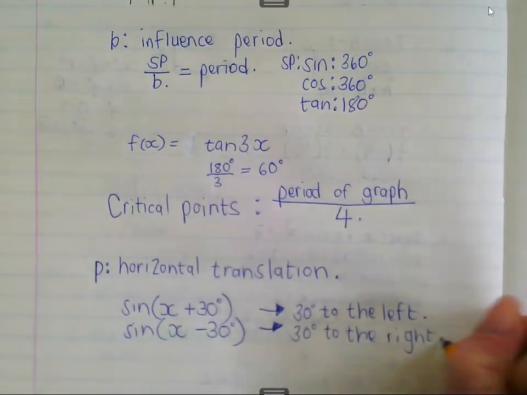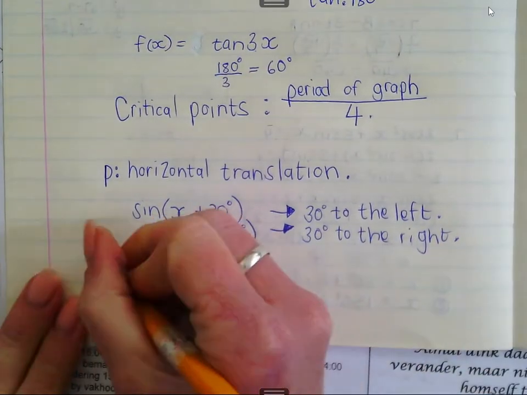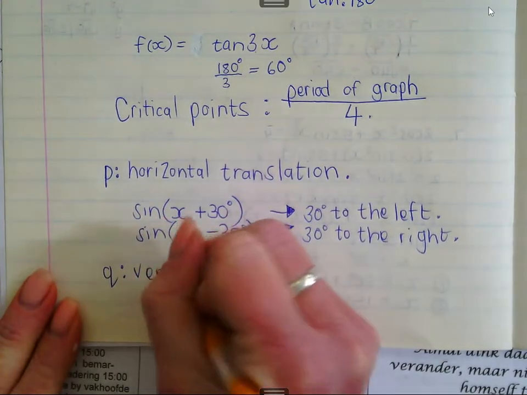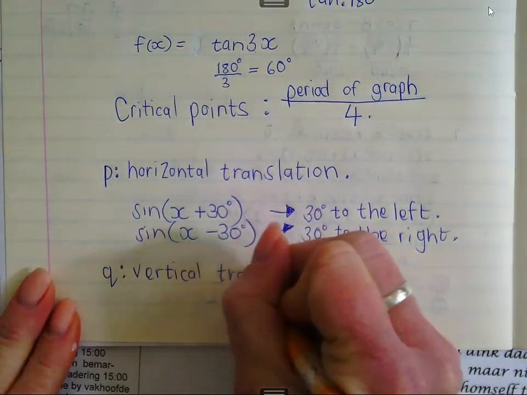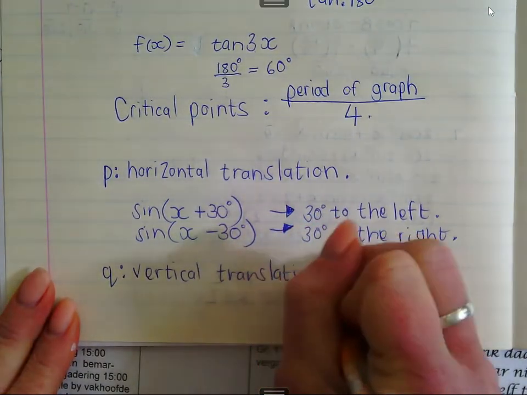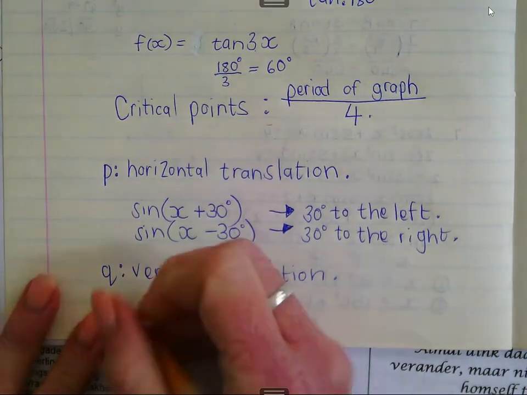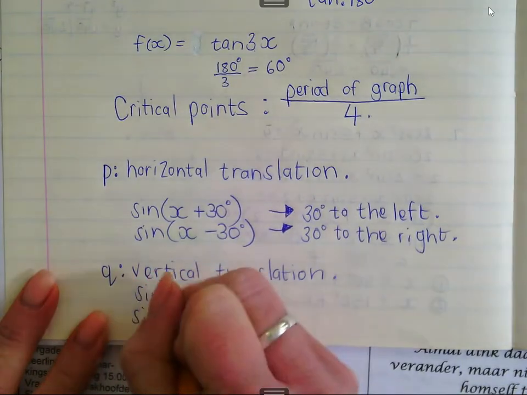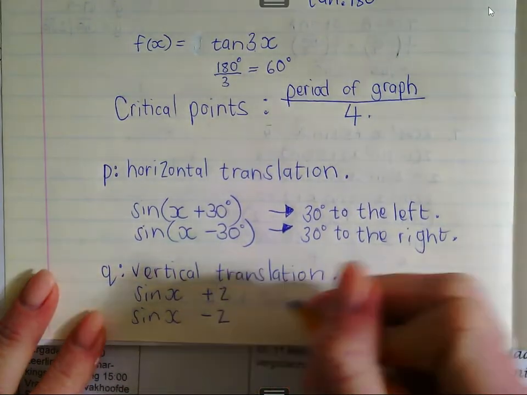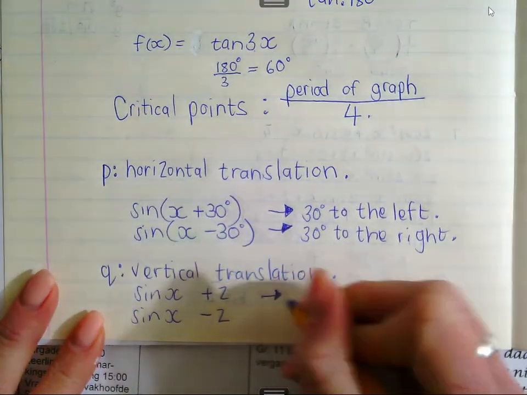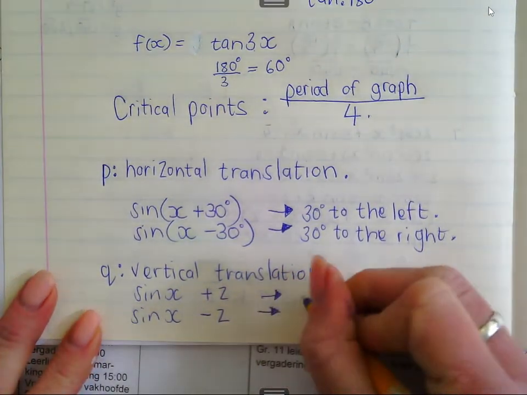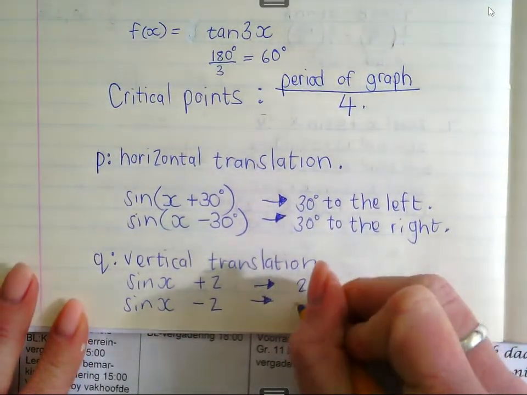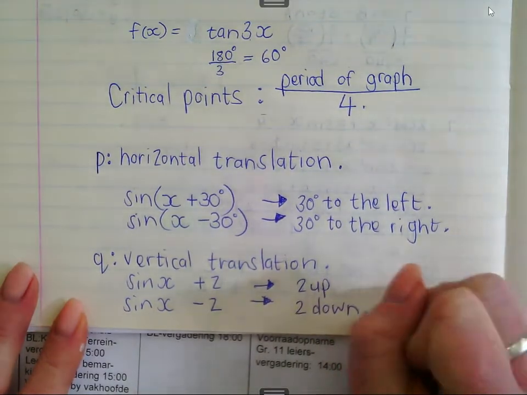Okay, I just want us to finish writing for Q as well, and then we will look at the graphs or at the sketching. Okay, if it is sin x plus 2, what does that mean? 2 up and minus 2, 2 down. Just like algebra.